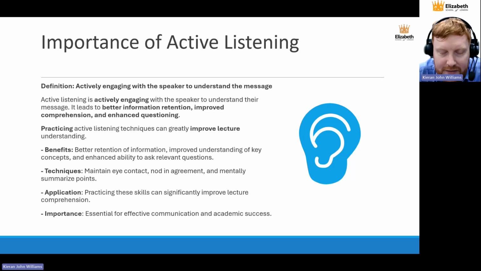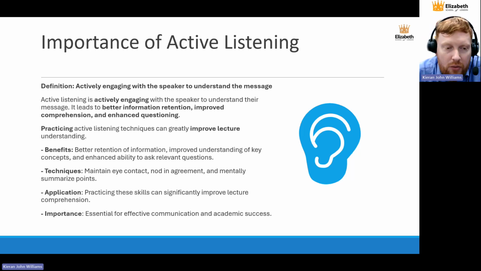So active listening is actively engaging. Okay, so you're not being passive, you're being active in the way that you're listening. Okay, so if you are skilled in this, then this is going to lead to better information retention, improved comprehension and understanding, and also will help you to question the other person more effectively. And you can apply this then to your academic journey. So when you're in lectures here, this will help you to understand your lectures more. Okay. So the benefits can be you retain more information, your understanding is improved, and then you are able to ask relevant questions more easily.